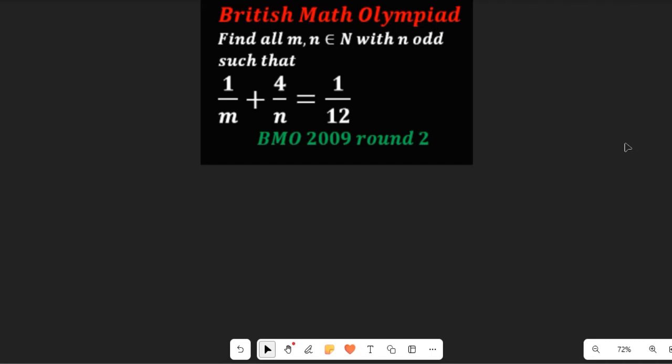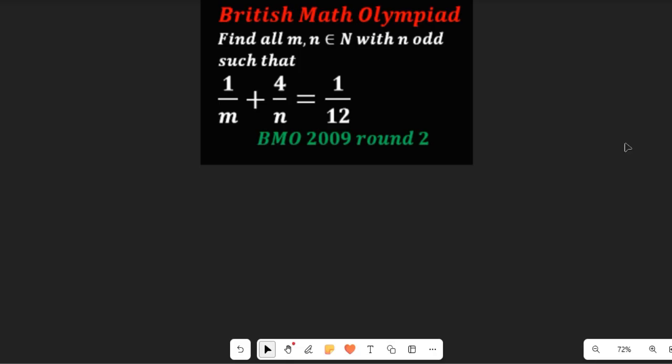How can we find all the pairs of m, n, which are elements of natural numbers, with the values of n being odd numbers from this British Math Olympiad expression? Join me, let's find out.